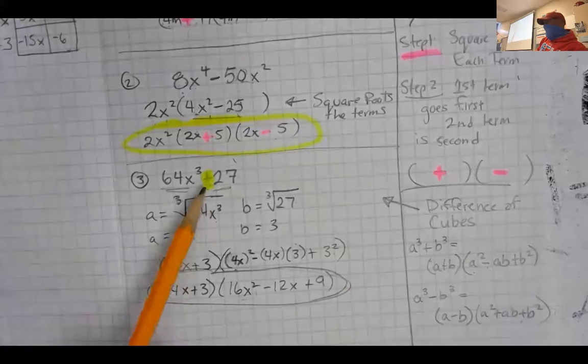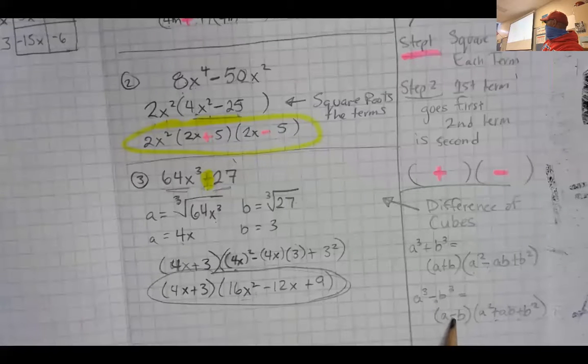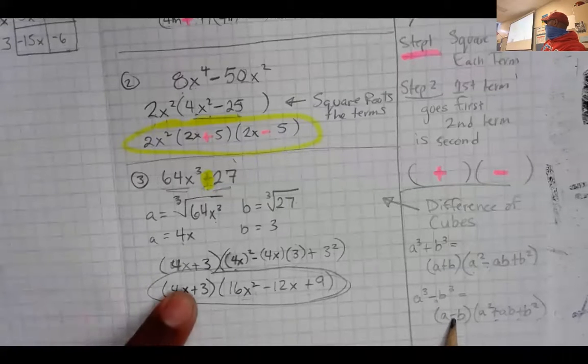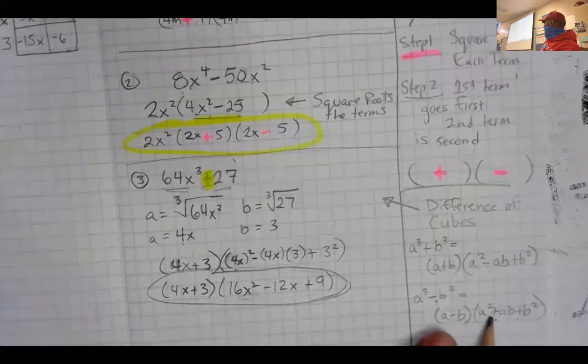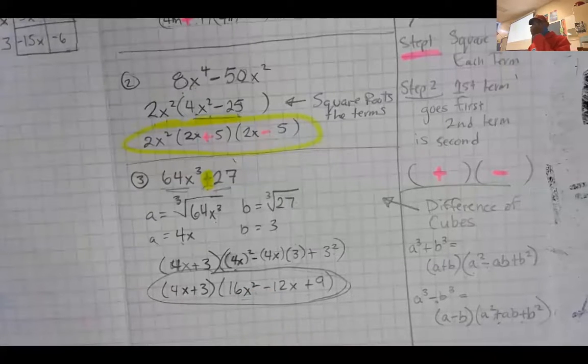Now remember, if it's a minus to start with, the only thing that changes is I'm going to put minus in the first parenthesis, so it would have been 4x minus 3. And then here it would have been plus instead of minus. That's the only thing that changes if it's negative, okay? Any questions on that one so far?